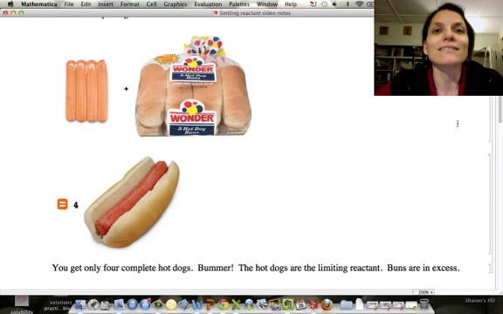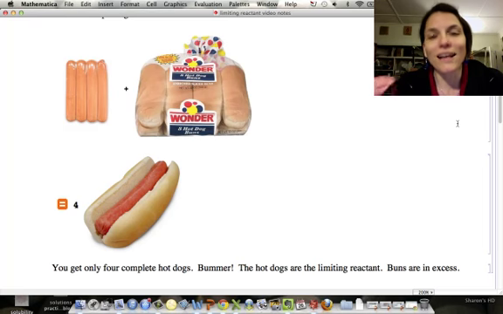In this case, the hot dogs are getting used up first, so they're the limiting reactant, and the buns are in excess. So unless you like peanut butter and jelly sandwiches on buns, you have extra buns lying around. Now, we've done lots of these analogies, and I think you're pretty comfortable with this idea that the limiting reactant runs out first, and the excess reactant you have left over.